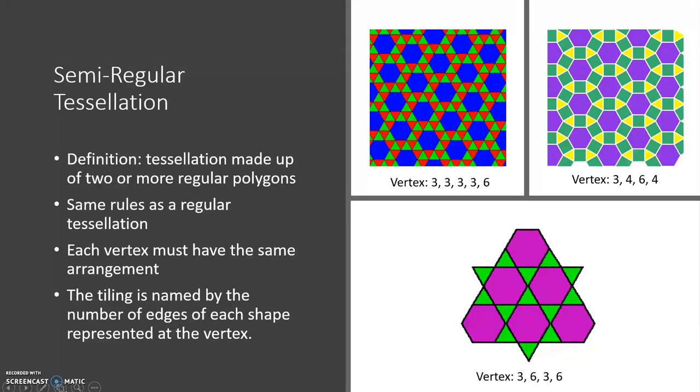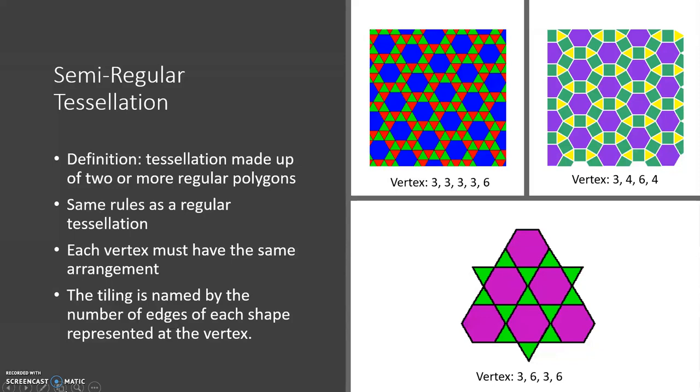So if you pick a vertex, you see that it's going to have the triangle, the square, a hexagon, and another square. And that's where that 3, 4, 6, 4 comes from. All right, you can pick any one of those vertices, and it's going to be the same 3, 4, 6, 4 pattern. Lastly, at the bottom, we've got hexagons and triangles here.